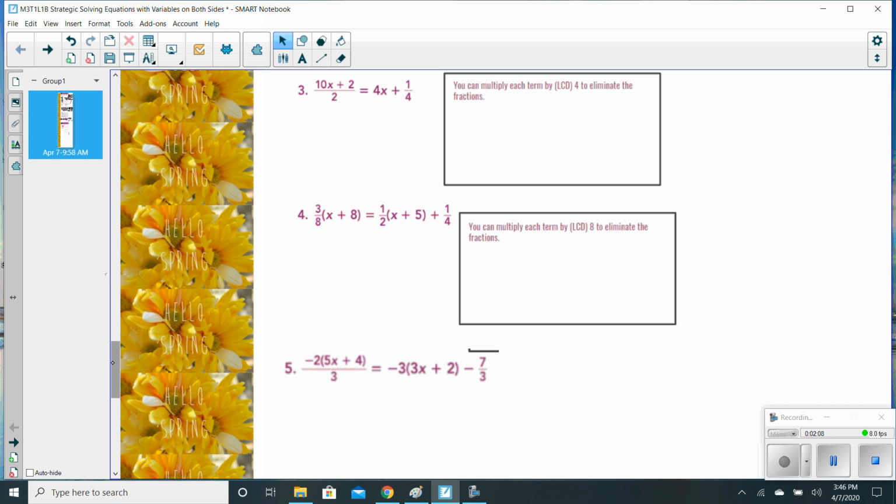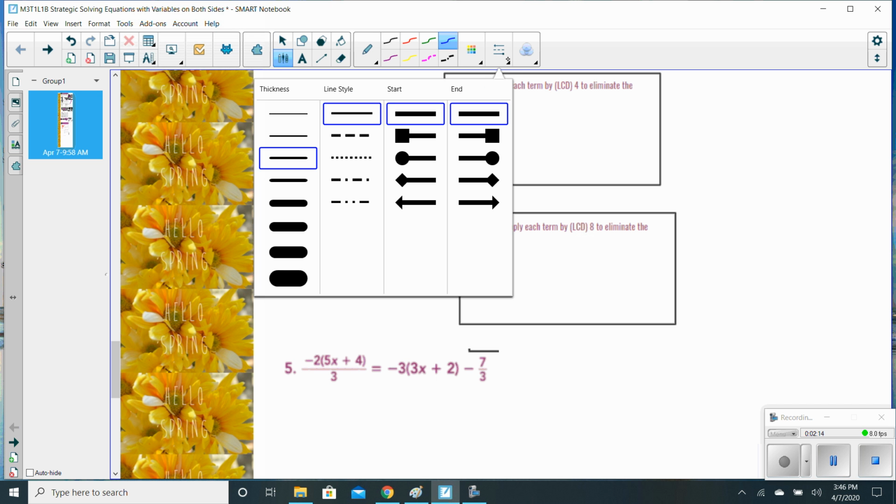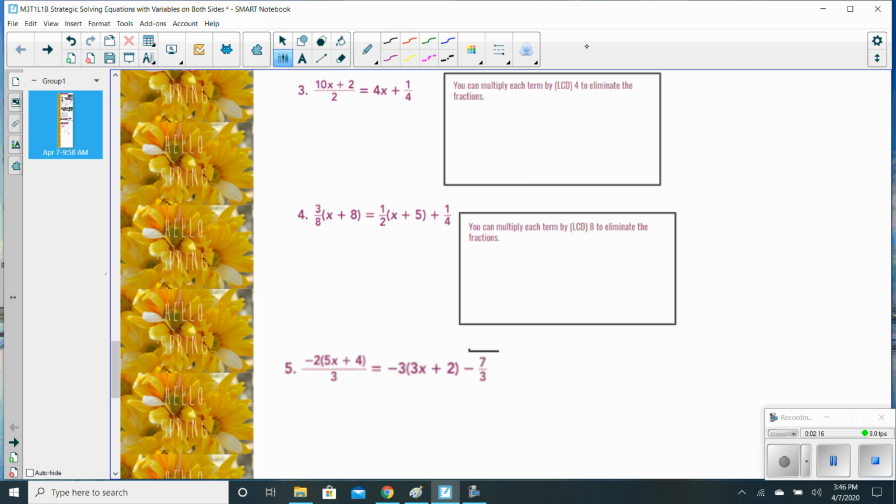And remember, the ultimate goal here is you have to get x by itself. And in order to get x by itself, you have to multiply each and every piece, each and every term, by the LCD. So that means everything on this side needs to be multiplied by 8. Everything on this side needs to be multiplied by 8. Everything in the parentheses will stay the same.